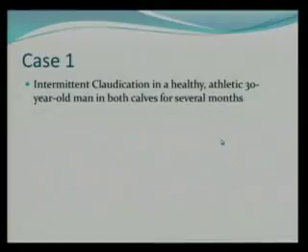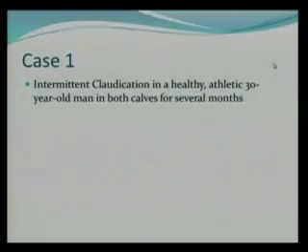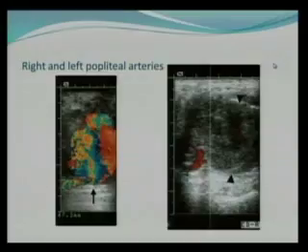So I've made it very case-based so that we can keep it a little crisp and not get too bored about it. But if you have any questions along the way, do ask me. Okay, so this is case one. This is intermittent claudication in a healthy, athletic 30-year-old male in both calves for several months. So this is a 30-year-old man. He's got intermittent claudication, bilateral lower extremity, and he's athletic.